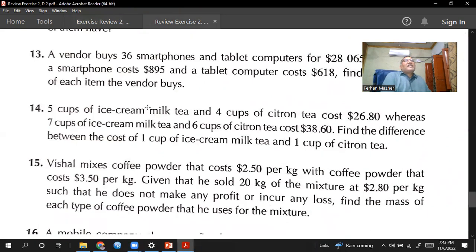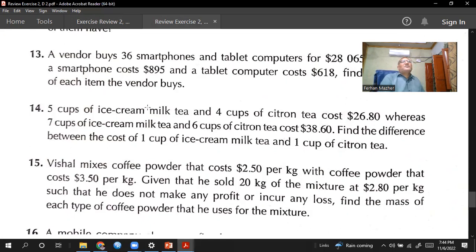A cup of ice cream milk tea and 5 cups of citron tea cost $26.80, whereas 7 cups of ice cream milk tea and 6 cups of citron tea cost $38.60. Find the difference between the cost of 1 cup of ice cream milk tea and 1 cup of citron tea.